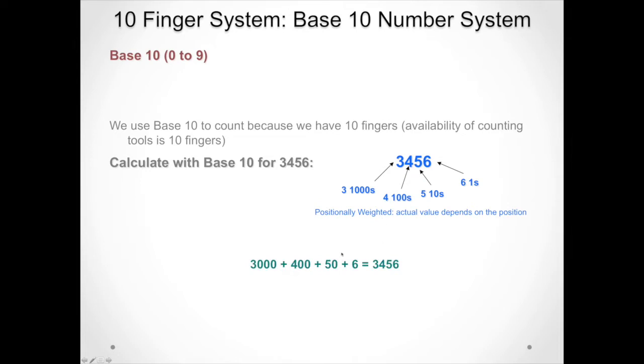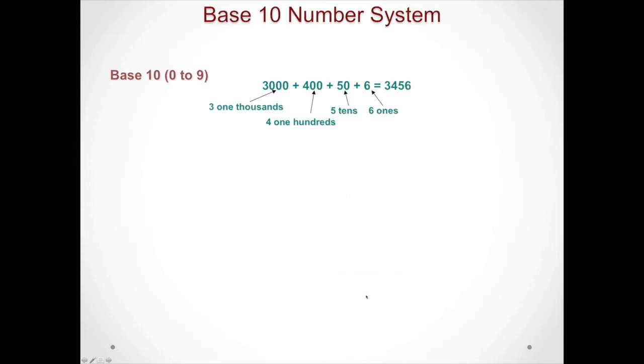So we look at, break this apart, and we look at this: 6 ones, 5 tens, 4 hundreds, 3 1,000s, and that adds up to that number that we saw earlier. Okay, so this is what it looks like.